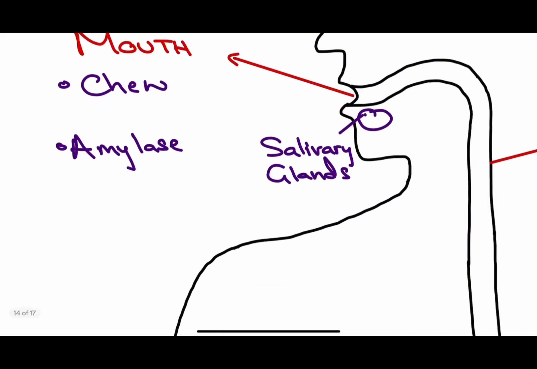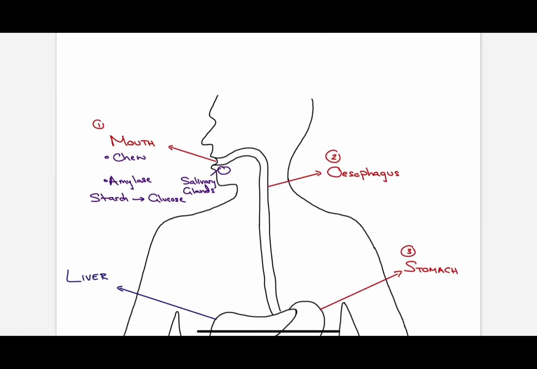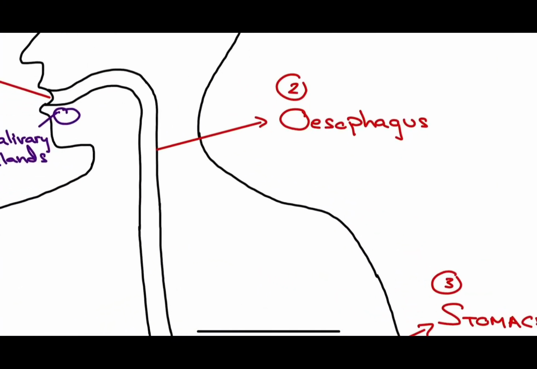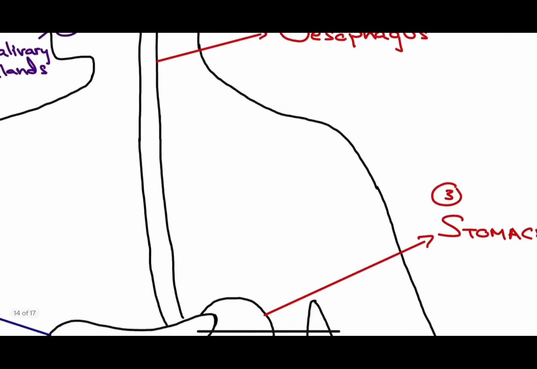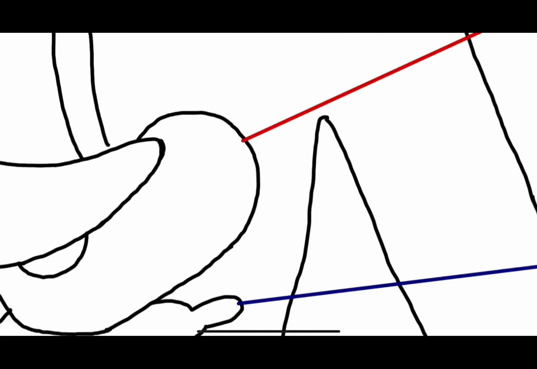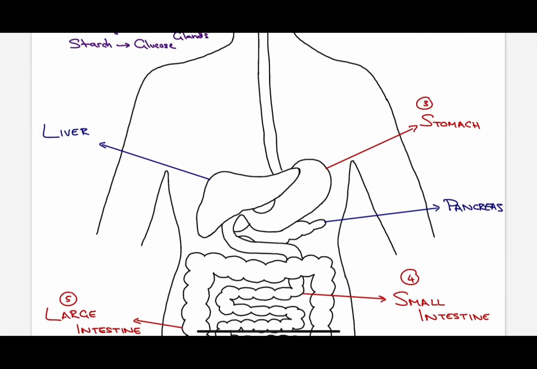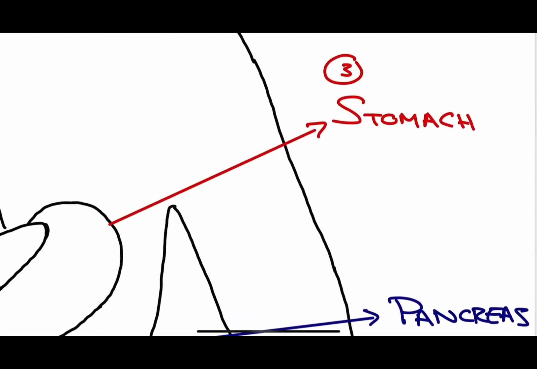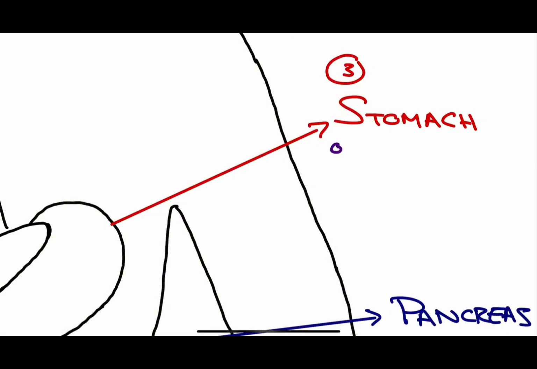And as you know from a previous video, amylase breaks down starch into glucose. Then your food moves down your esophagus and enters your stomach. So this is your stomach. Now, in your stomach, the first thing is that your stomach churns the food, because the stomach walls are contracting.